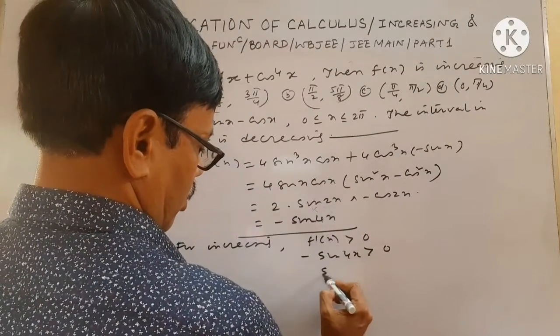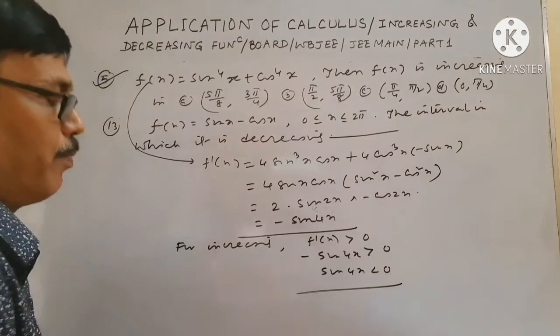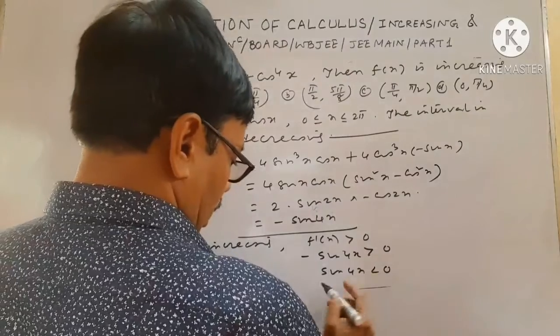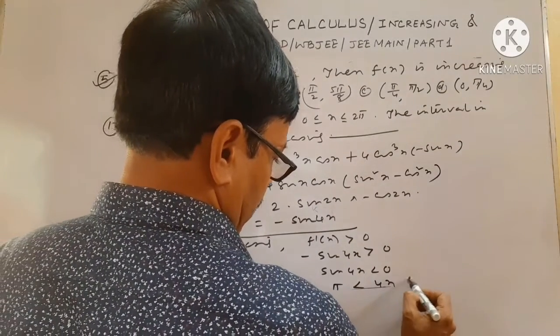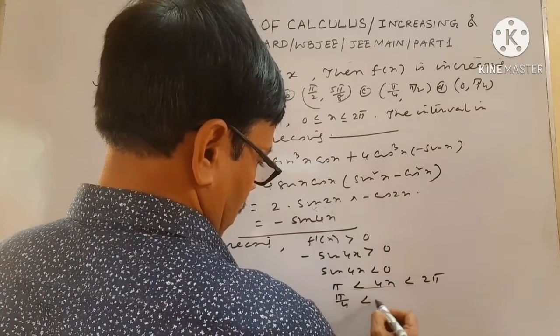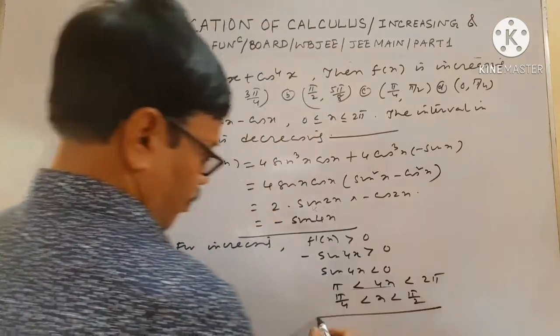Sin 4x, so sin 4x less than 0. Sin is negative in the third and fourth quadrants. Therefore pi less than 4x less than 2 pi, so pi by 4 less than x less than pi by 2.